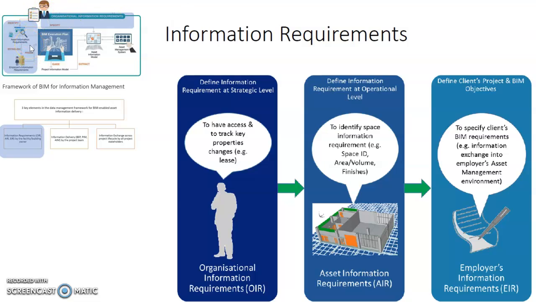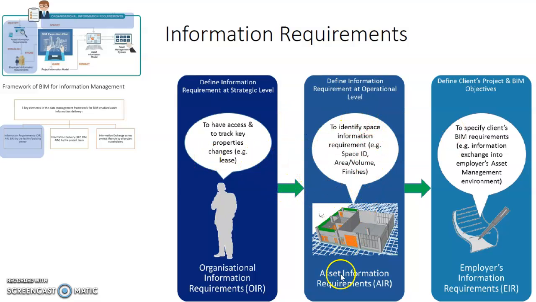Starting with the organizational information requirement, or we call it the OIR. It is to define information requirement at a strategic level, meaning at a company level, it's not really at the individual project level. It's at the company level, or to have access and to track key property changes, for example, the lease, or for example, the return on investment for that particular asset. And that then gets filtered down to the next lower level.